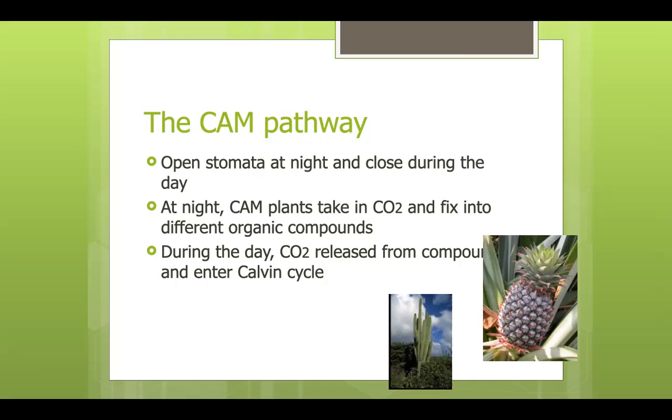So even during the day when the stomata are closed, these reactions are going to take these organic compounds and release the CO2 for the Calvin cycle. So it doesn't need to get it from the air. Examples of these kinds of plants are cactuses, who obviously live in the desert, and pineapple.